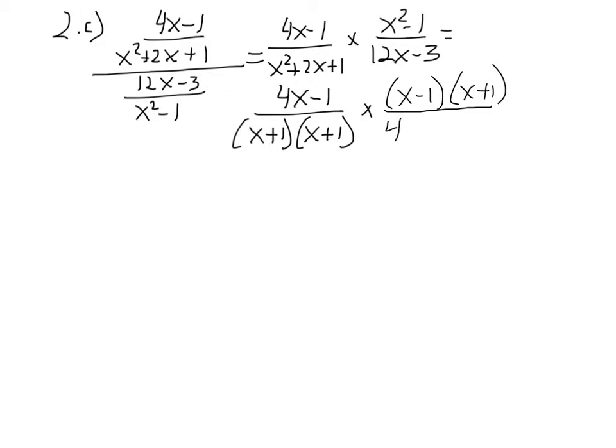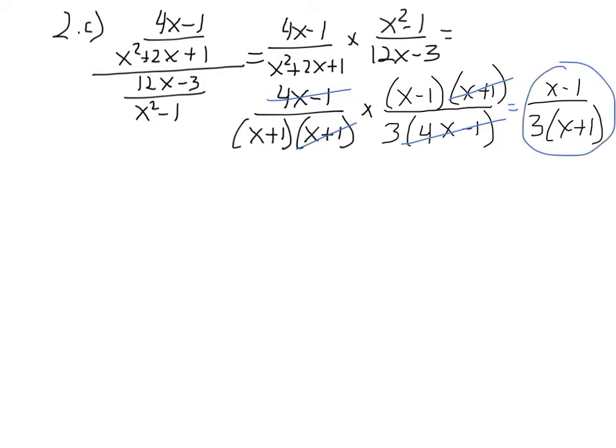In the denominator, it looks like I can't factor a 4 out, I can factor a 3. And I get 4x minus 1. And then I go ahead and love to do this: 4x minus 1 over 4x minus 1 cancels, and one of the x plus 1's, and I'm left with x minus 1 in the numerator and 3 times x plus 1 in the denominator. You can either leave that like it is, or you can distribute the 3 to the two terms and get x minus 1 over 3x plus 3.